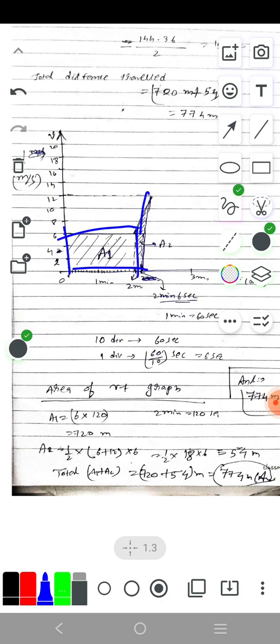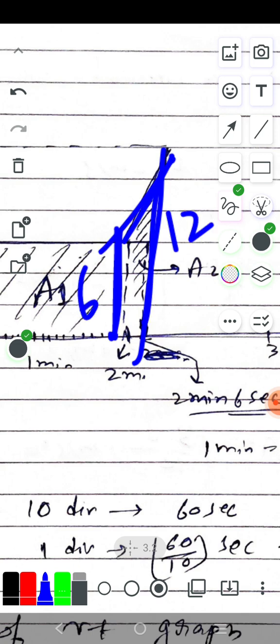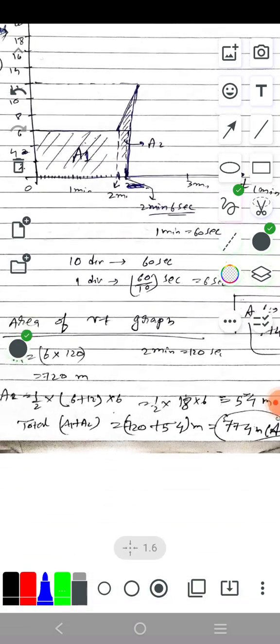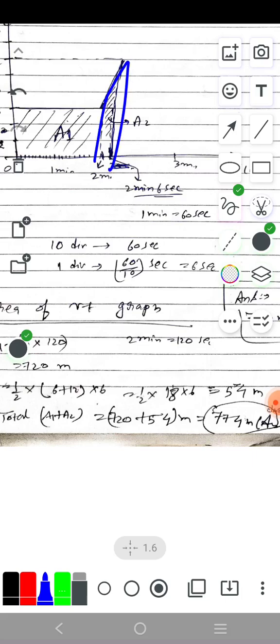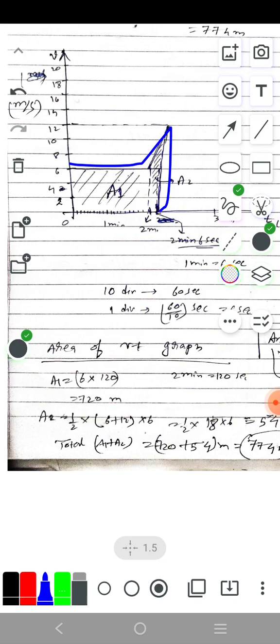And for the next 6 seconds it was accelerating. Then applying v equals u plus at, we got a final velocity of 12 meter per second. So 12 and 6 are the parallel sides. Then by solving the area of the trapezium, we get the value of A2. This trapezium area is 54. Then what is the total area? 720 plus 54, 774. Now we know that the total area under this curve is 774 meter, and the total area under a velocity time graph gives you what? It gives you displacement. So the displacement is 774 meter.